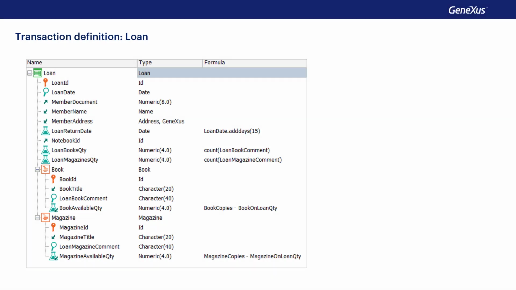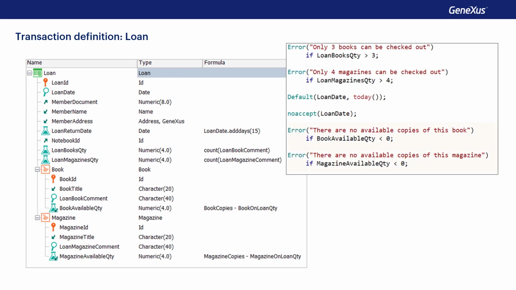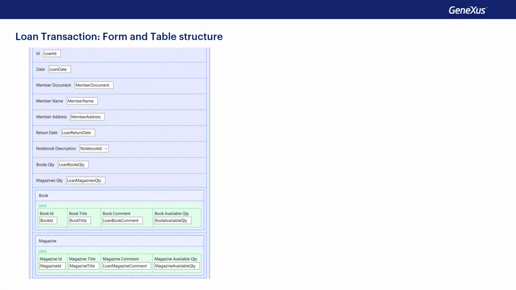Now we have all the information we need to validate a loan. So let's add the necessary attributes to validate the availability of the copies to be borrowed. Book available quantity at the book level, and magazine available quantity at the magazine level. And we control with the following error rules. So far, we've met the requirements to register loans. But let's look at the form generated for the design we've made.